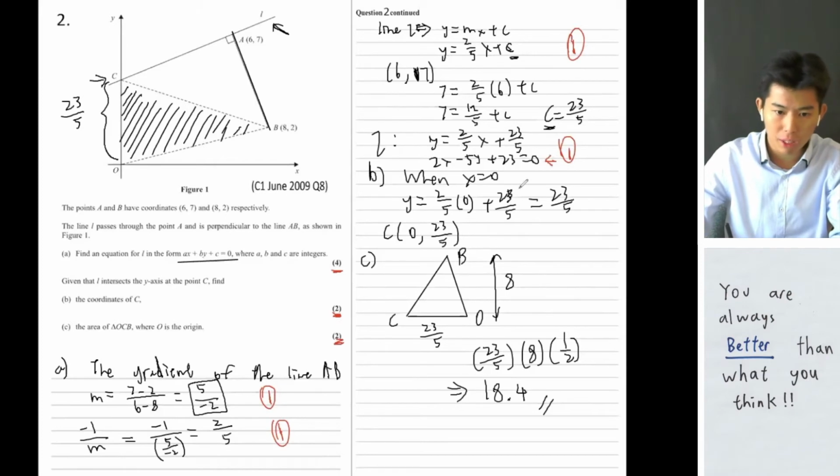So for part B, it carries 2 marks. 1 mark is for the method, substitute x equals 0, and another mark is for finding the y coordinate and also the coordinate of C. And for part C, it carries 2 marks. I guess 1 mark is for method and 1 mark is for the final answer.